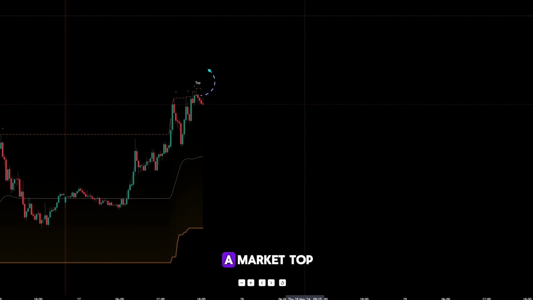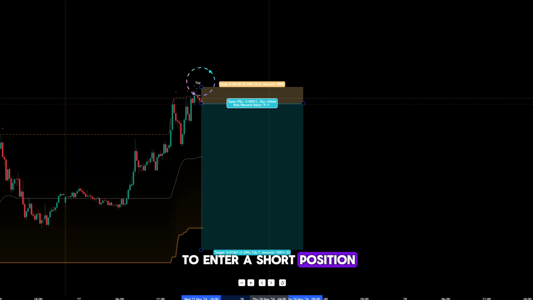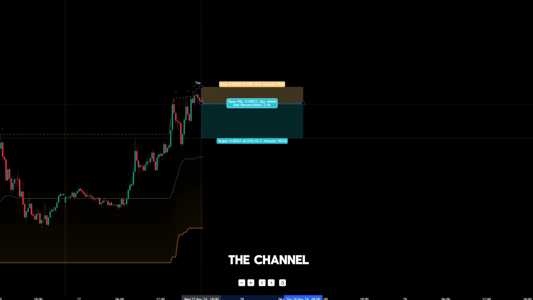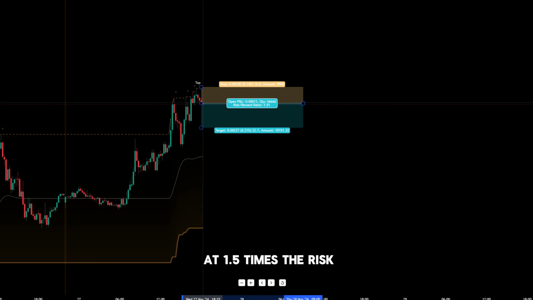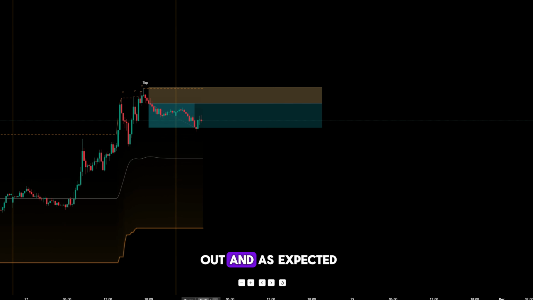Now, we have reached a market top, which suggests it's time to enter a short position. Place the stop loss above the top of the channel. Set your take profit at 1.5 times the risk. Let the position play out, and as expected, the trade was successful.